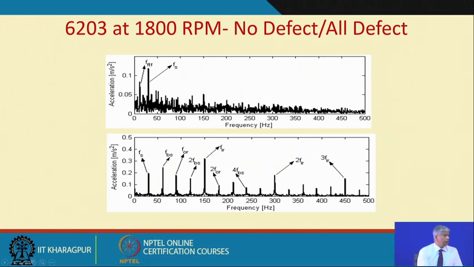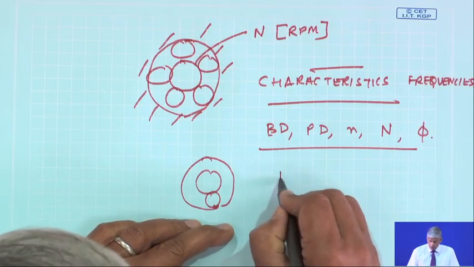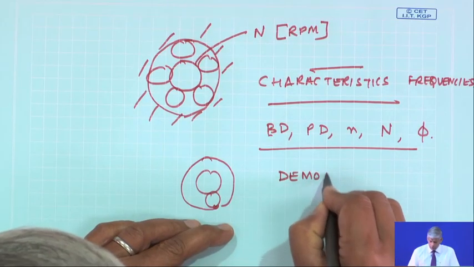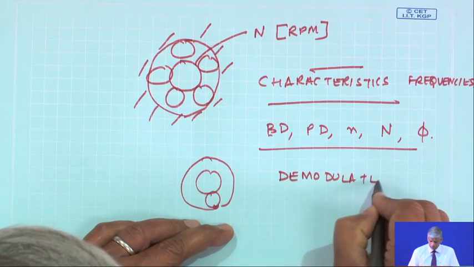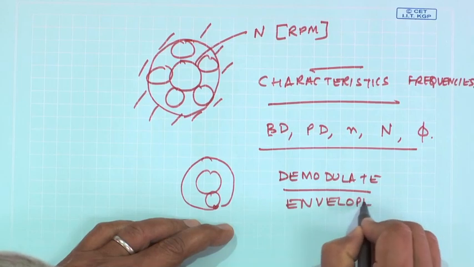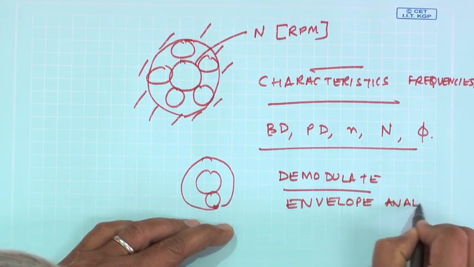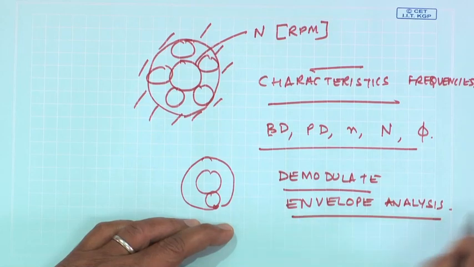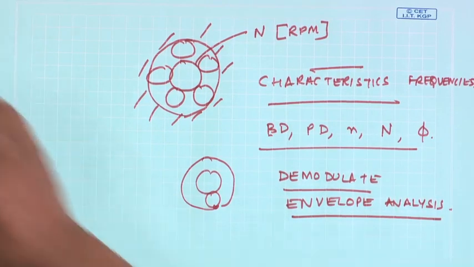There could be vibrations because of misalignment, because of unbalance, because of cracks, because of gear defects, because of bearing defects. Everything gets complicated and it becomes very difficult to analyze. So, to understand bearing signals, we must demodulate the signals, or what is known as the envelope analysis. So, such analysis needs to be done.